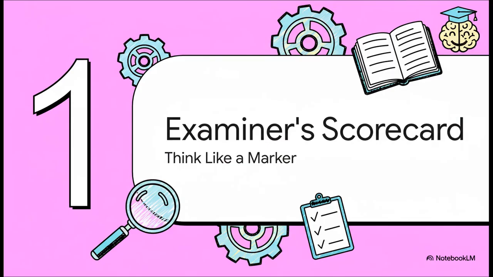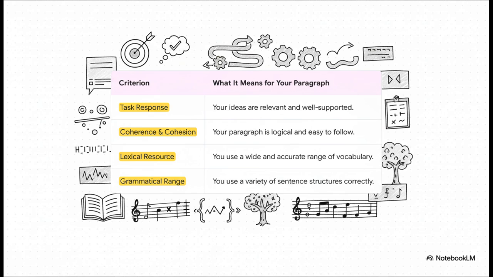You know, to get a high score, you've got to think like the person who's actually marking your paper. So that's what we're going to do. We're going to reverse engineer a top-scoring paragraph by looking directly at the examiner's own checklist. Okay, so this right here is literally the examiner's scorecard. It's what they have right in front of them.